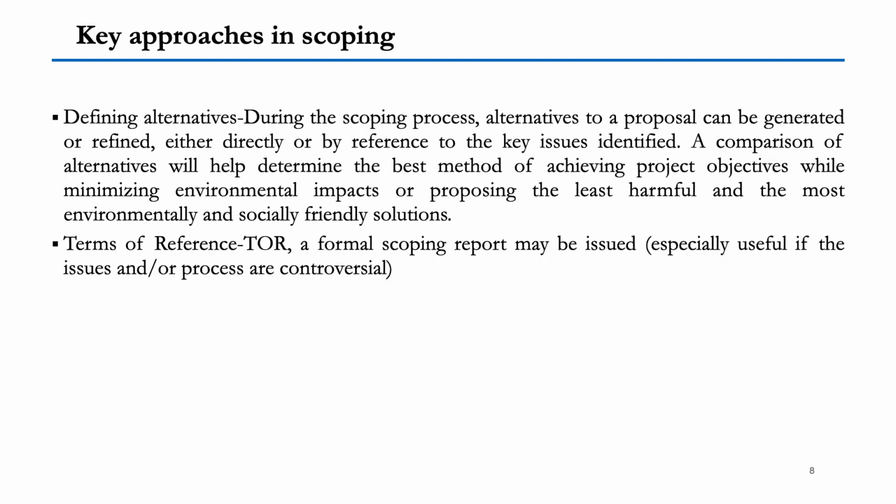Defining alternatives. During the scoping process, alternatives to a proposal can be generated or refined, either directly or by reference to the key issues identified. A comparison of alternatives helps determine the best method of achieving project objectives, while minimizing the environmental impact and proposing the least harmful and the most environmentally and socially friendly solution.